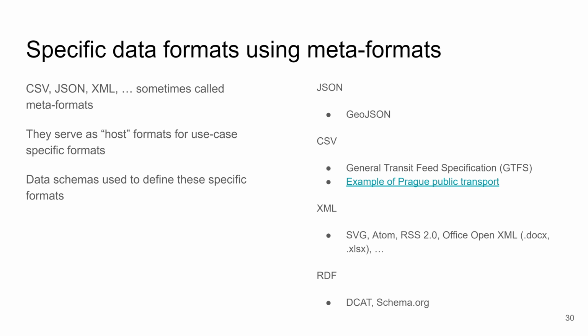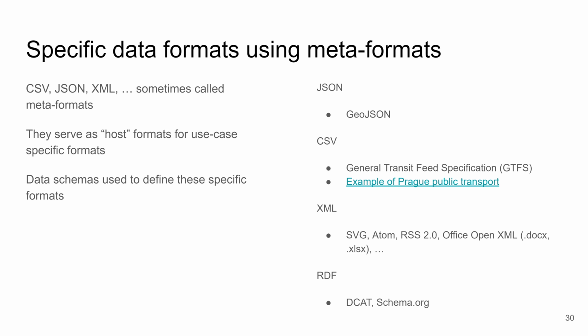You are trying to get to your destination and you search for this in Google Maps. What it does is that it uses data which is published by the Prague Public Transport Company using the GTFS language or format, which actually internally is CSV based. So it uses CSV as a host format.